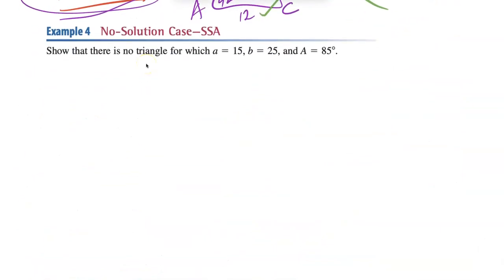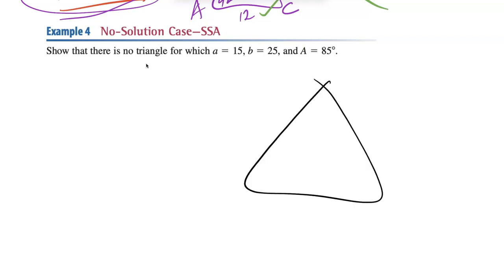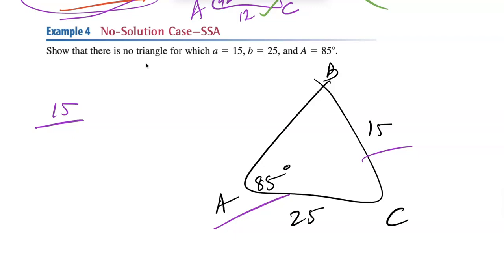Okay, so the no solution case. So this one should not work out. Again, this one, don't do anything special. Just try to solve it. Angle A is 85. Side A is 15. And side B is 25. So we have a pair. We have the A's. So we're going to do 15 over sine of A. And honestly, let's scratch that. Let's flip it upside down to make it a little easier.